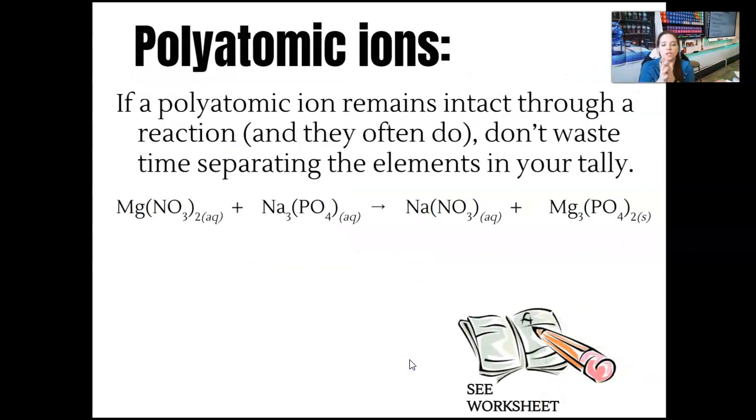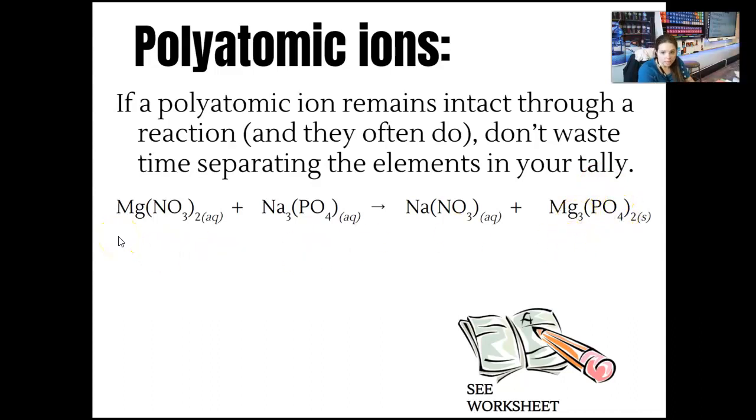And here's a special thing. If there's a polyatomic ion that is on both sides, has to be on both sides, not just one side, you could keep them as like their own little element. Make your life easier. Don't waste your time separating them. So looking at this, we've got magnesium nitrate, sodium phosphate. Sodium nitrate, magnesium phosphate.